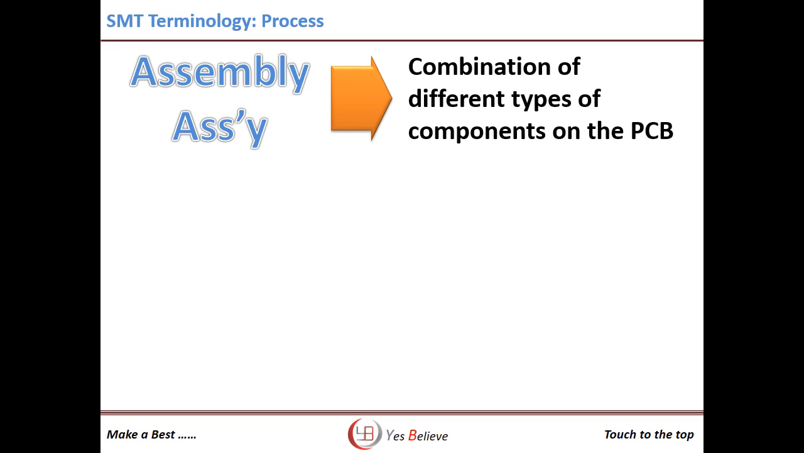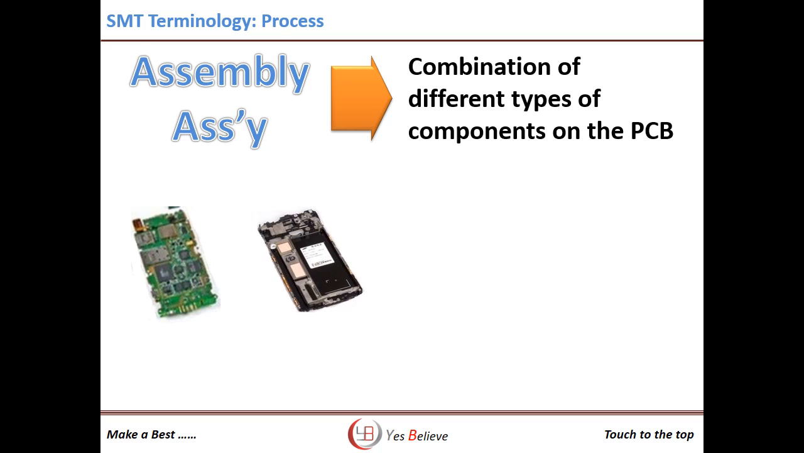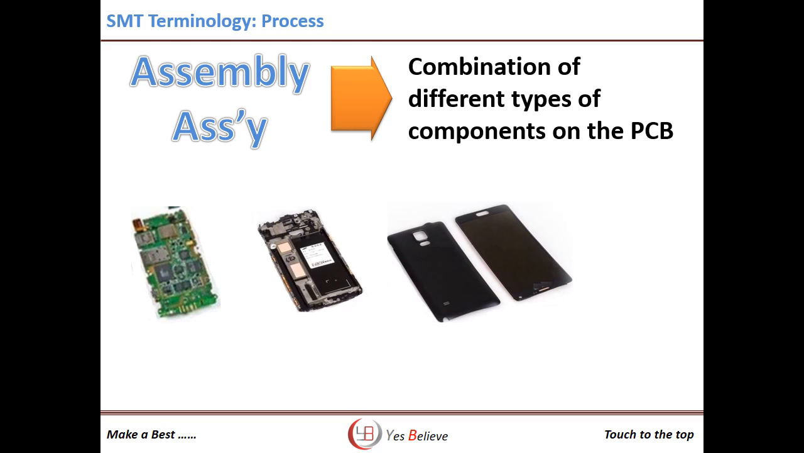The process of making the complete product is called assembly or assay. Here, the complete process of fitting all the parts of the product, including the PCBA, the case or a molding part, to get a final product is called the assembly process.